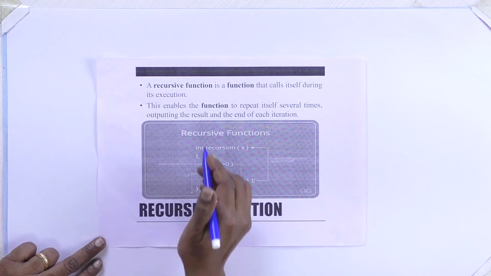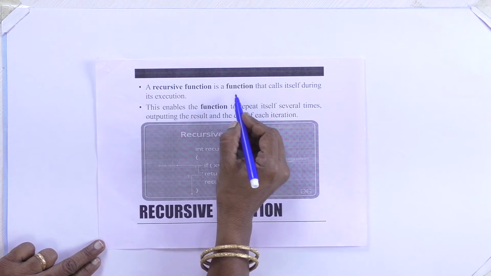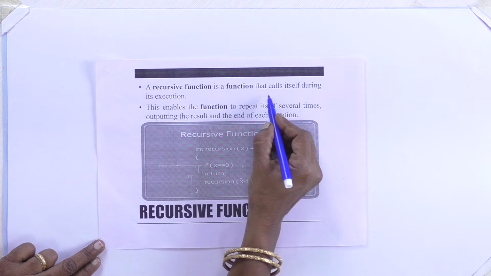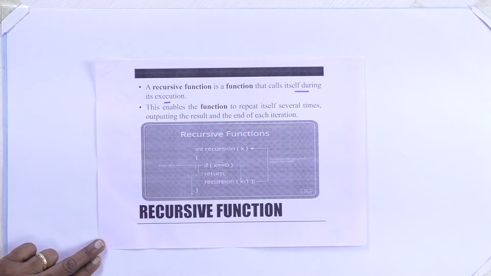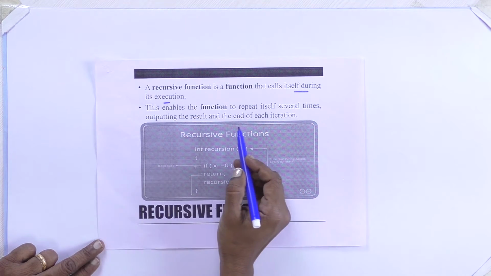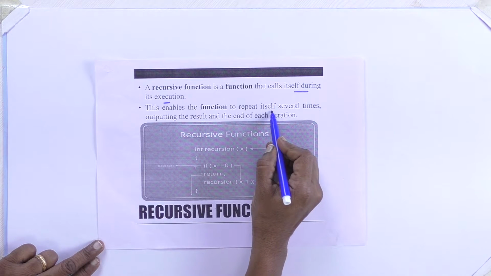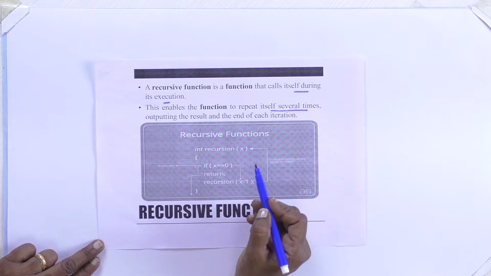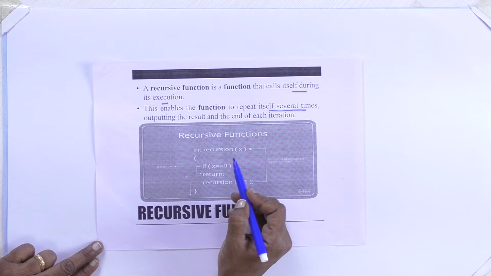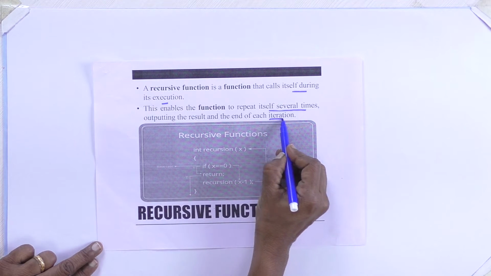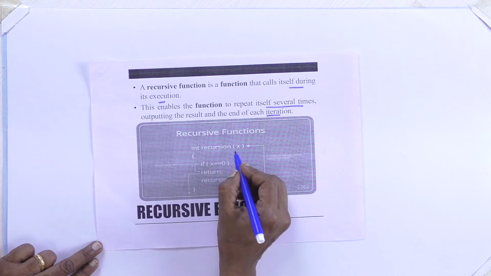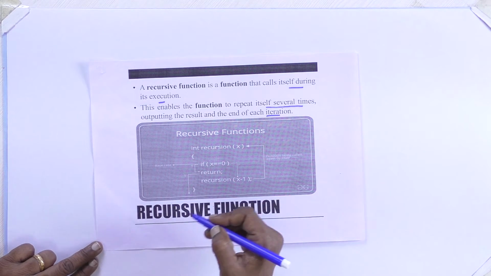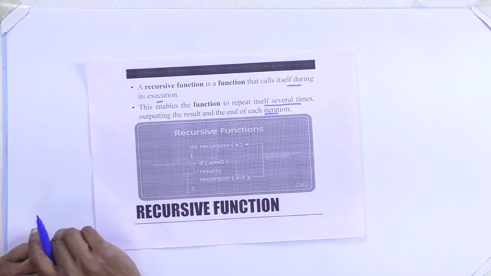The second type of function is the recursive function. A recursive function is a function that calls itself during its execution. So this enables the function to repeat itself several times, outputting the result at the end of each iteration. For example, I have written a recursive function, so it will be called repeatedly for each iteration.